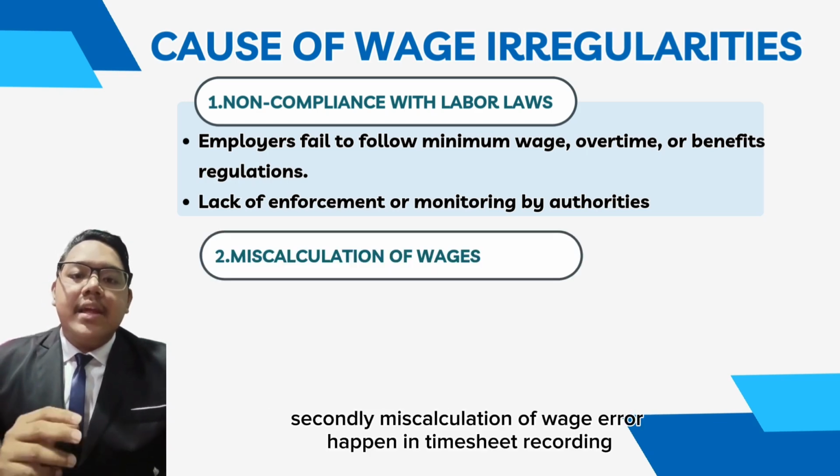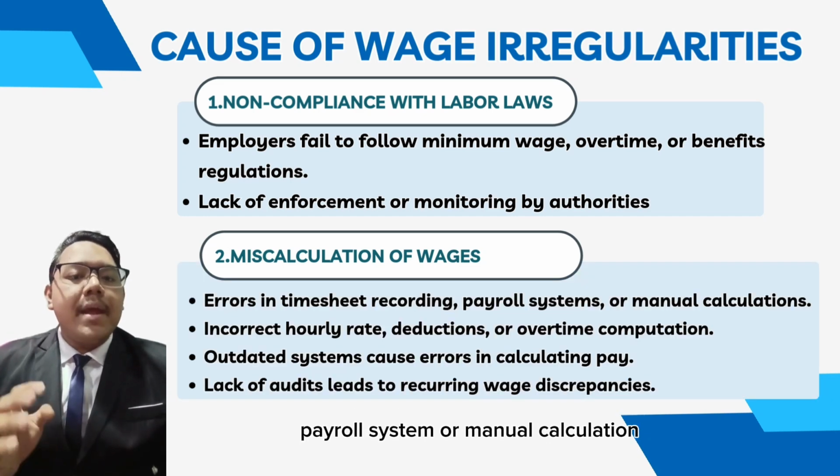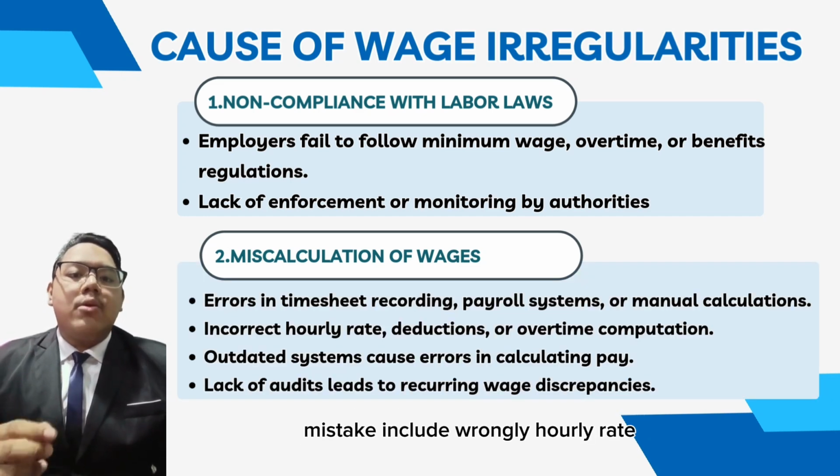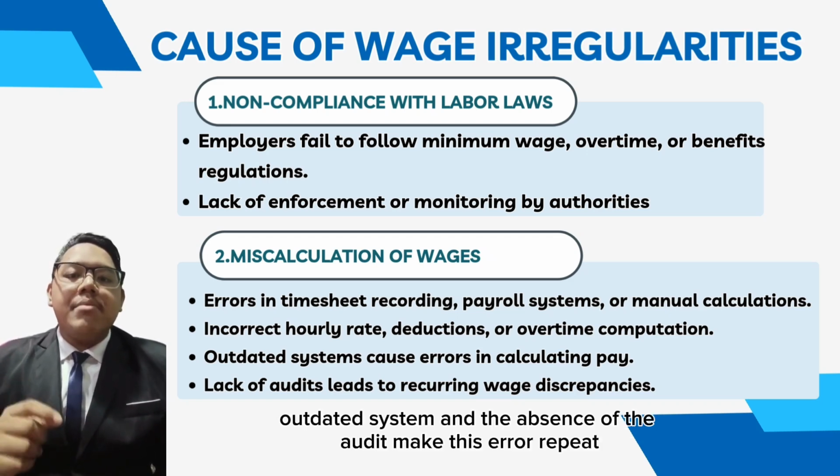Secondly, miscalculation of wages. Errors happen in timesheet recording, payroll systems, or manual calculation. Mistakes include wrong hourly rates, incorrect deductions, and overtime miscalculation. Outdated systems and the absence of audits make these errors repeat.